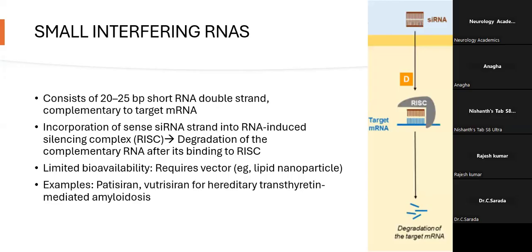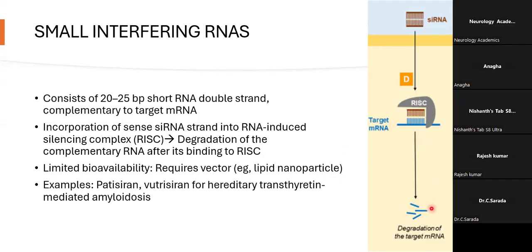Another method of gene therapy is small interfering RNAs. This consists of 20 to 25 base pair short RNA double strand complementary to the target mRNA. So this small interfering RNA, once it binds to the mRNA, leads to the formation of RNA-induced silencing complex. This RNA-induced silencing complex results in degradation of complementary RNA after its binding to this complex, and results in degradation of the target mRNA.